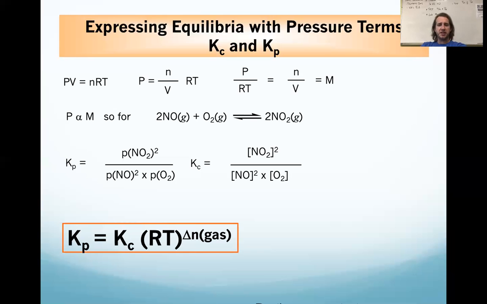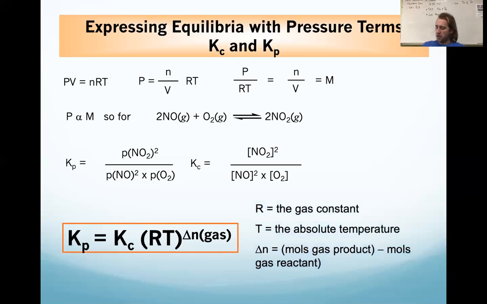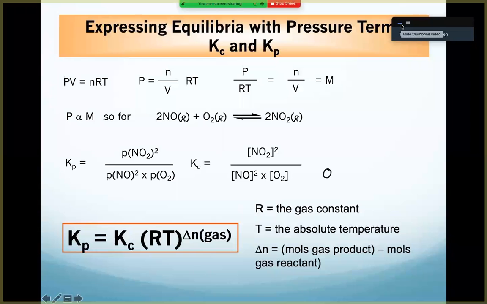A couple of notes here. R is the other universal gas constant. It is the smaller one. It's going to be our 0.0821. There's a bunch of them on your equation sheet. This R is going to be that 0.0821 liters times atmospheres over mole Kelvin. That's the R we're going to want for this one for our gas constant. T is your absolute temperature in Kelvin.